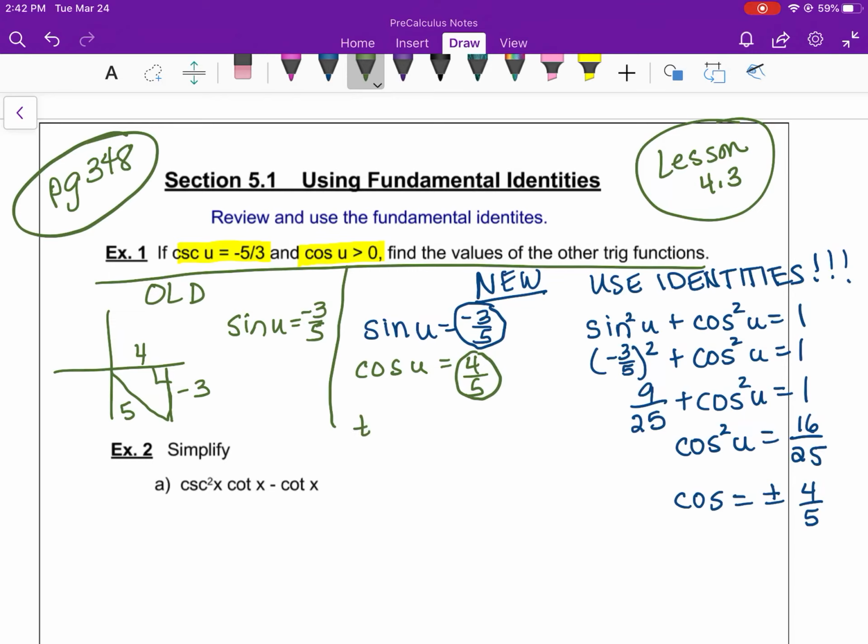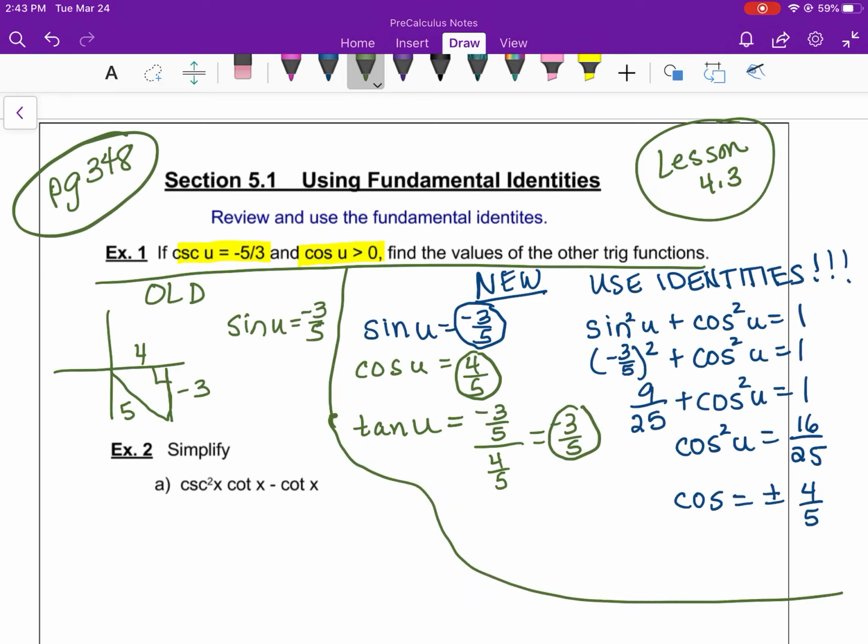Now to get tangent, I can stack my sine over my cosine. And then, of course, you would finish off the problem by finding the secant by flipping over your cosine, and your cotangent by flipping over your tangent.